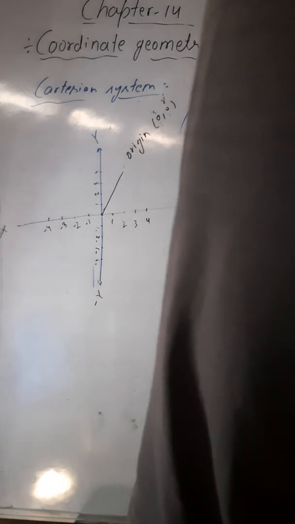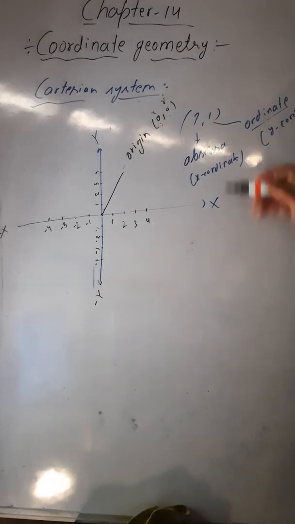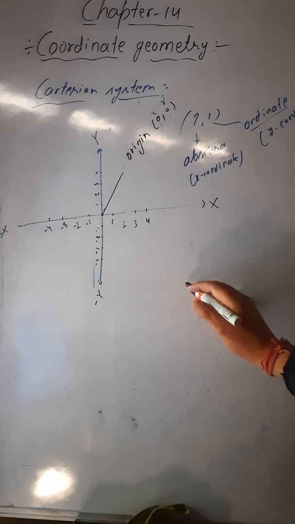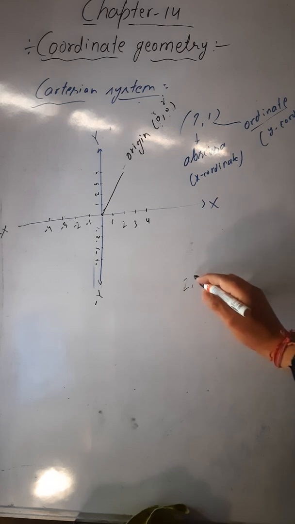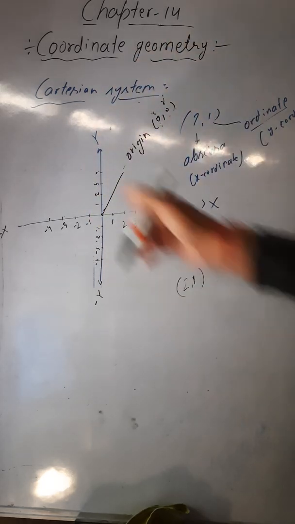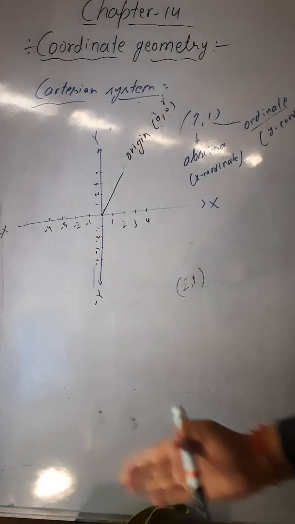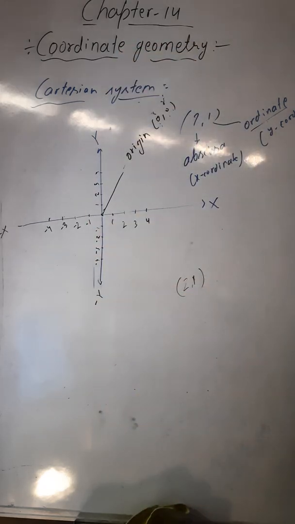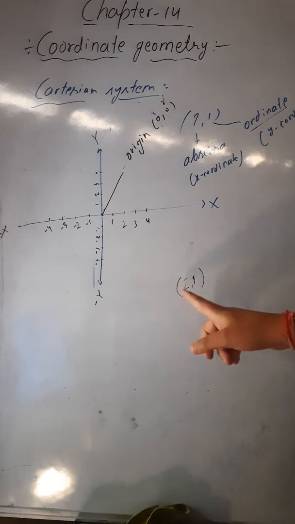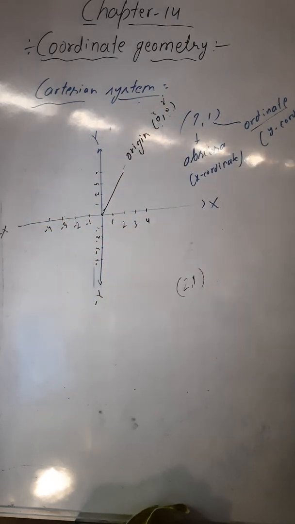Suppose I have to locate a point, and the point is 2, 1. I have to locate this point in this Cartesian plane, where we have the x-axis and the y-axis. So how will I locate it?